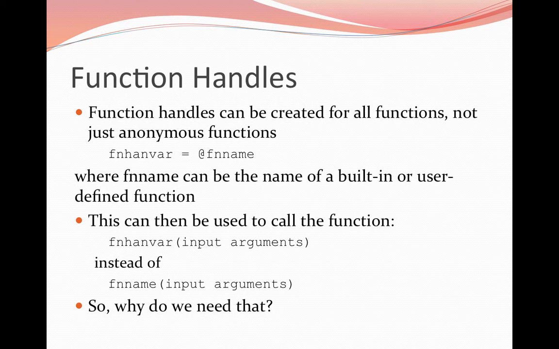So then once you have a function handle, that gives you an alternate way of calling the function. So you can call the function by using the function handle variable and passing the input arguments, or you could use the function name and pass the input arguments. So an excellent question would be, why in the world would we ever want to do that? We already have the function name, so why do we need a function handle variable?